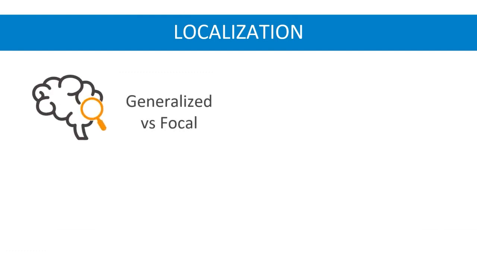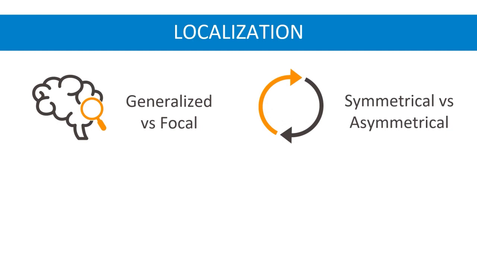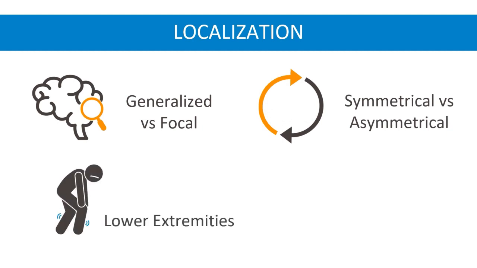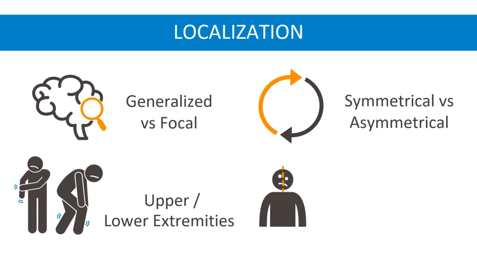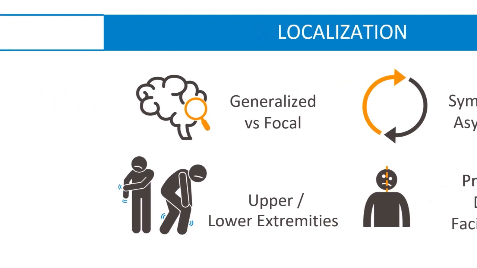Localization: is the weakness generalized or focal, symmetrical or asymmetrical? Does it affect the lower extremities or the upper extremities? Is there involvement of proximal muscles, distal muscles, or facial muscles?